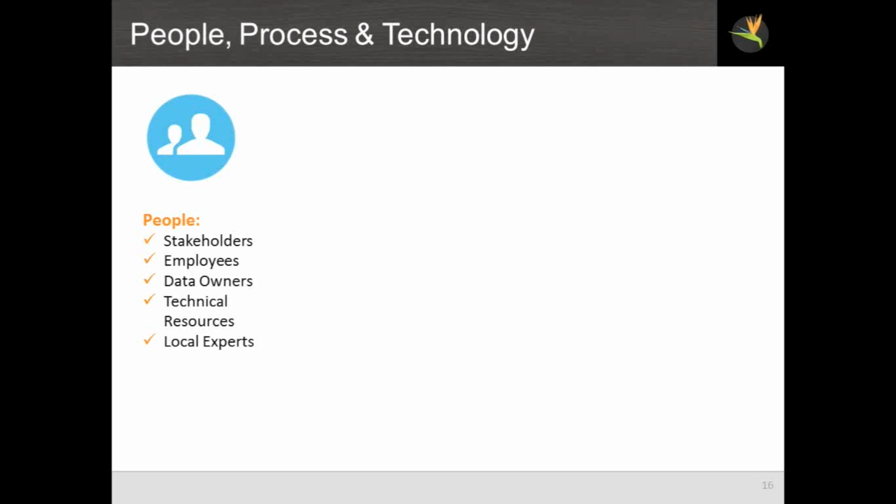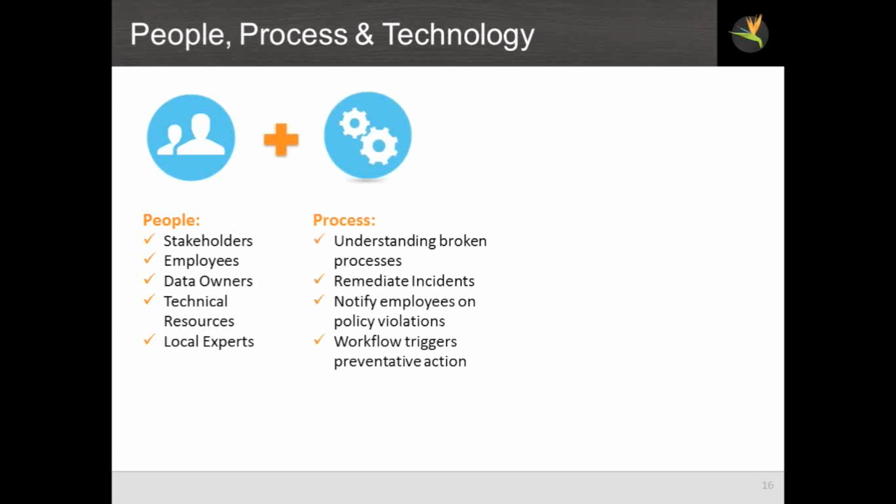Then you need technical resources, because when we get to the technology end of this equation, you need people who know how to implement it. And finally, you need local expertise, both in technology and on the business side, to make sure that the project is actually aimed at the right targets. Now, we like to say that data security is probably about 80% process, which is interesting for me to say as a technologist, but it's true.